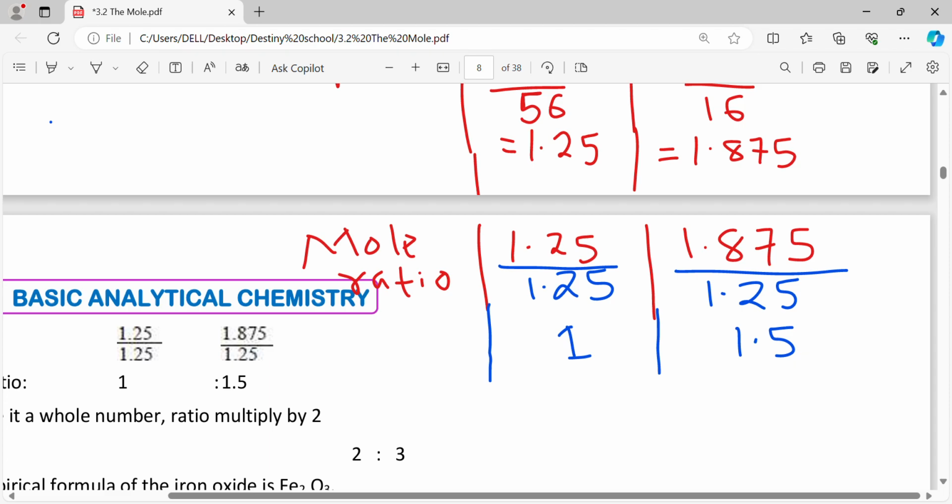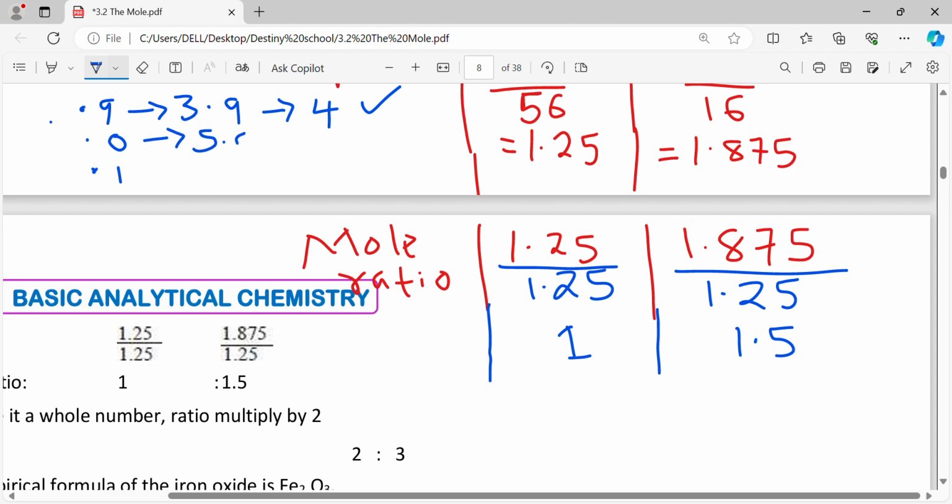1.5 you cannot round off, as that will lead us to a very big error. Something that you can round off is something that is close to 0.0, 0.1, or even 0.9. Something like 0.9, 0.0, or 0.1, these are the things that you can round off. But these other ones, you must multiply by a factor.